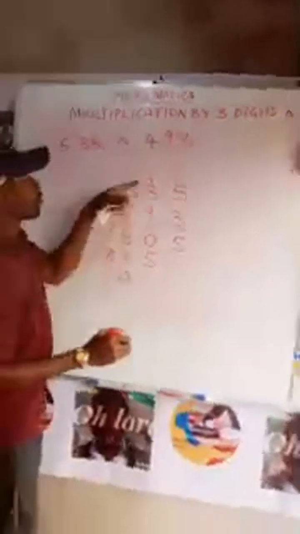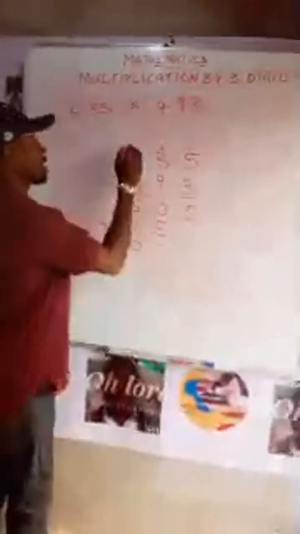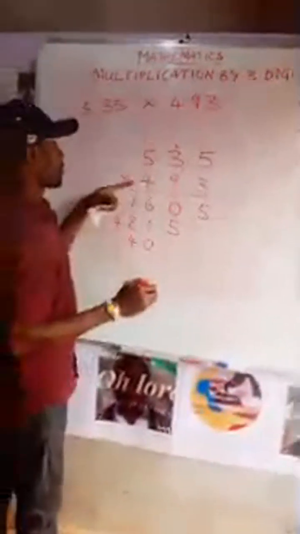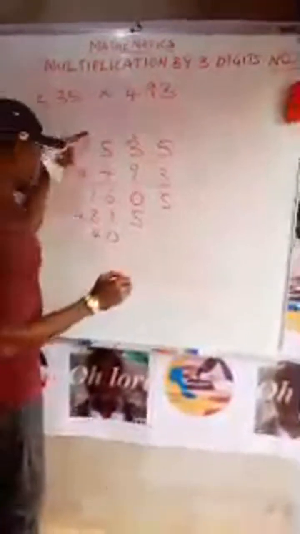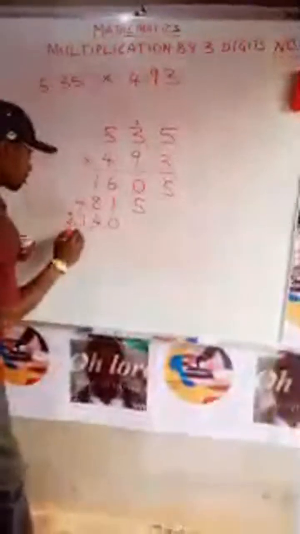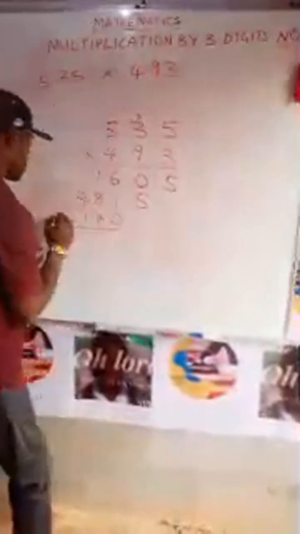4 times 3 is 12. 12 plus 2 is 14. You now write 4 and carry 1. 4 times 5 is 20. 20 plus 1 is 21. Then you add the numbers there.